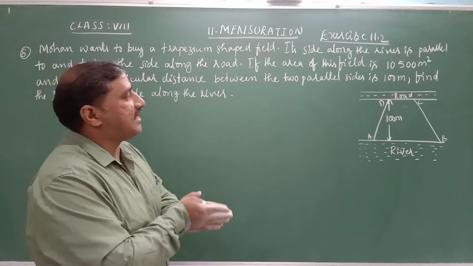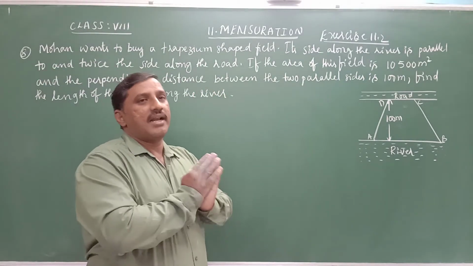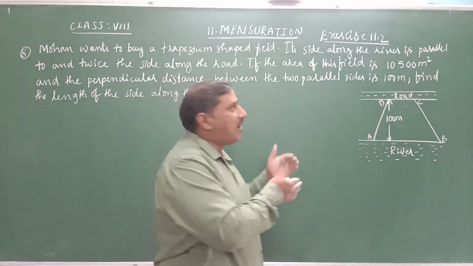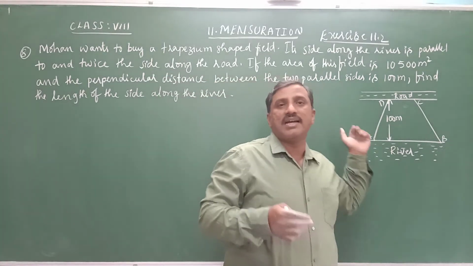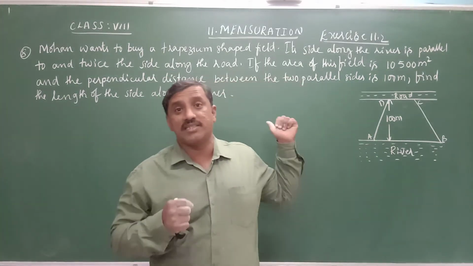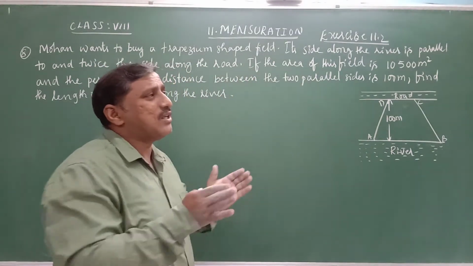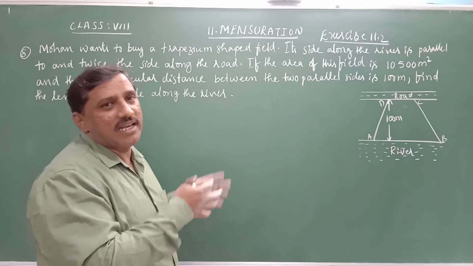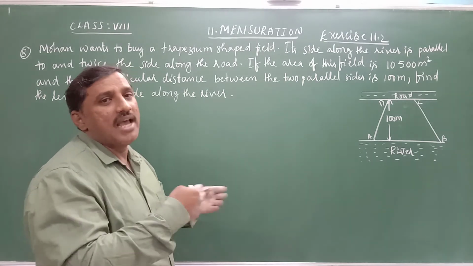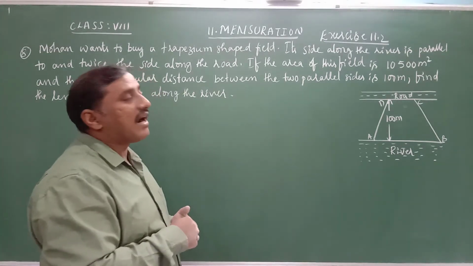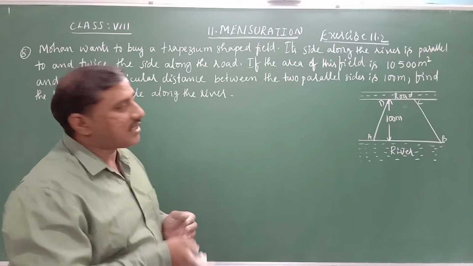The perpendicular distance is 100 meters. It is an application of that question. Already we have come across this kind of question. That is the third question in the same exercise. So substitute all the values given in the question in the formula in the correct way. Then we can find the length of the side along the river.